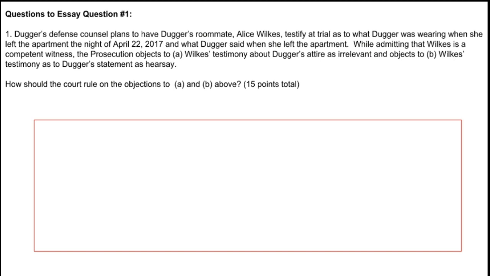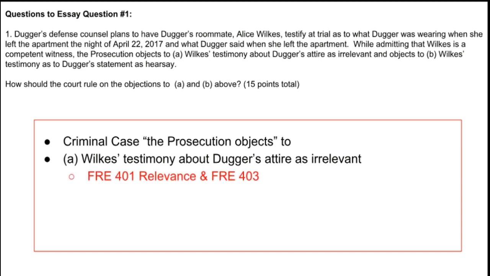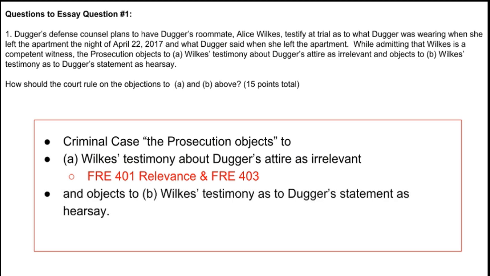So for 15 points, we're looking for 2 things. First, we realize that this is a criminal case, because this is the prosecution objects. And they're asking us first about Wilkes' testimony about Duggar's attire, and they say it's irrelevant, so that's a 401 relevancy and possibly a 403. Then they're asking us about Wilkes' testimony as to Duggar's statement and whether that's hearsay or not. So that's a simple hearsay analysis, and maybe it can come in under an exception.